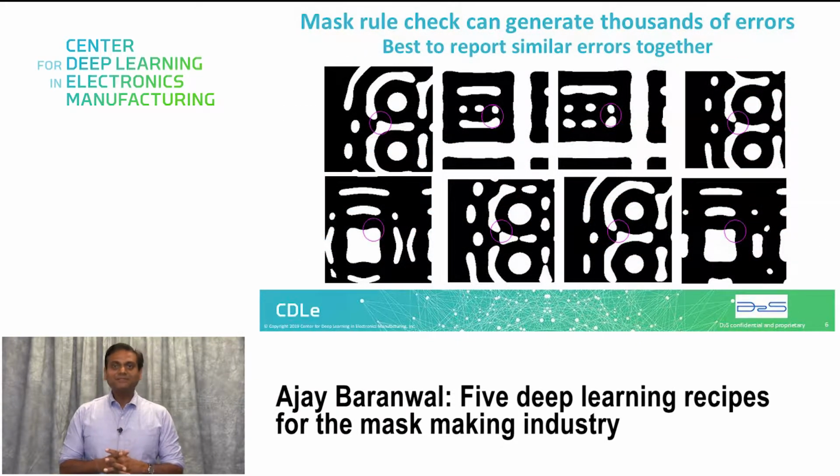So a typical mask rule check tool can create thousands of errors, and some of the errors would be very similar to each other, and there is a need to group those errors together so that the engineer can understand them in an easier manner. And here, as you can see, I have 8 such examples of errors.